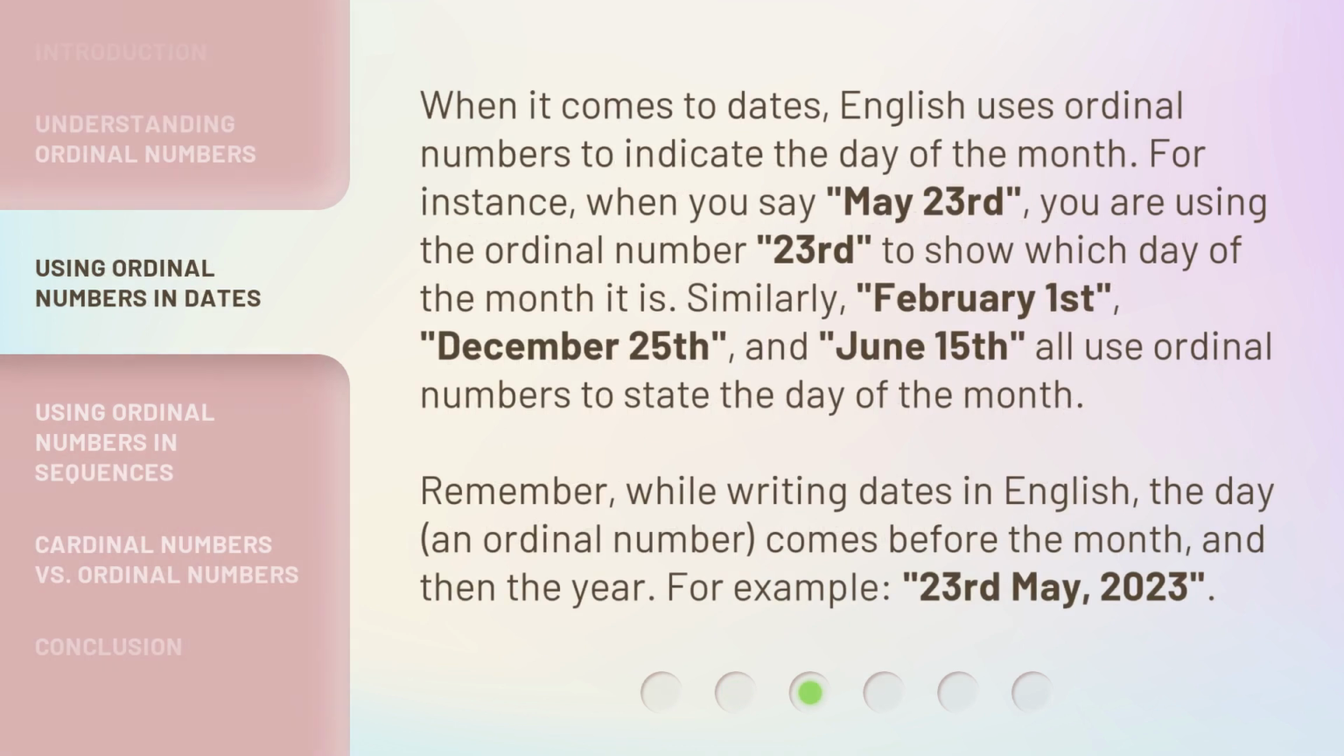When it comes to dates, English uses ordinal numbers to indicate the day of the month. For instance, when you say May 23rd, you are using the ordinal number 23rd to show which day of the month it is. Similarly, February 1st, December 25th, and June 15th all use ordinal numbers to state the day of the month. Remember, while writing dates in English, the day, an ordinal number, comes before the month, and then the year. For example, the 23rd of May 2023.